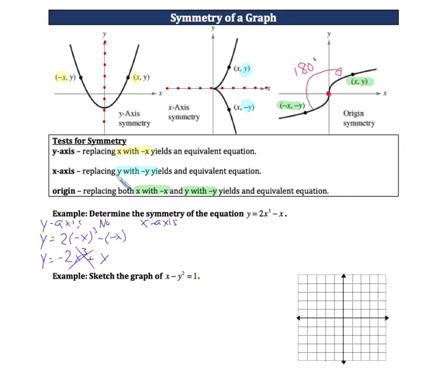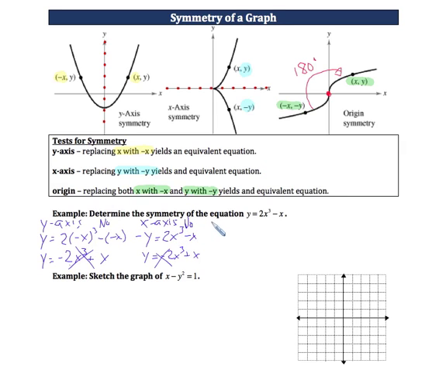All right, so here we want to replace y with negative y. So we're going to write this as negative y equals 2x cubed minus x. And we want to get it to look like this. So we have a negative y here, so we need to change that and make that positive. So we're going to get y equals negative 2x cubed plus x. So just distribute the negative across. And there's really nothing else we can do. So is this equation the same as this one? No. So this does not have x-axis symmetry either.